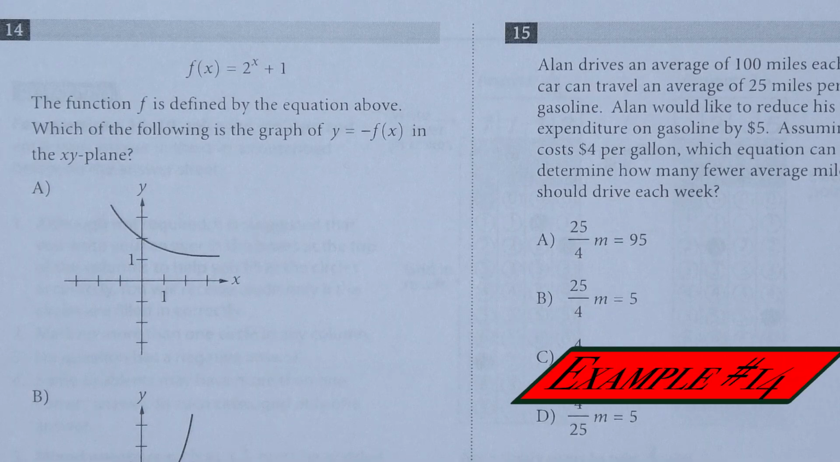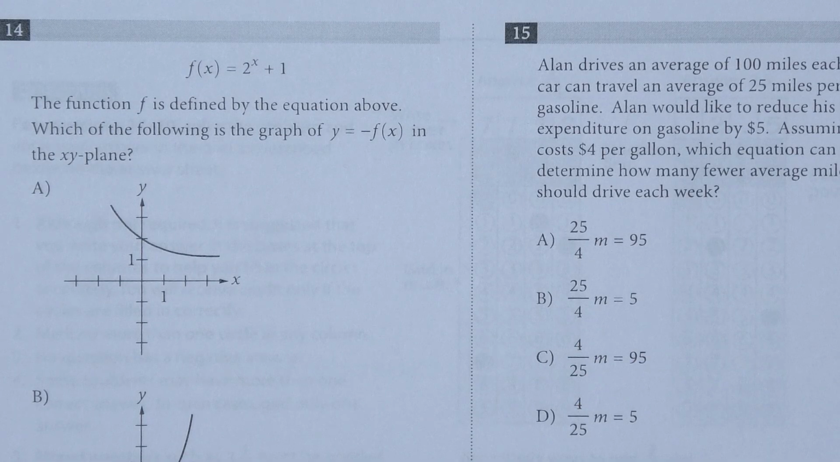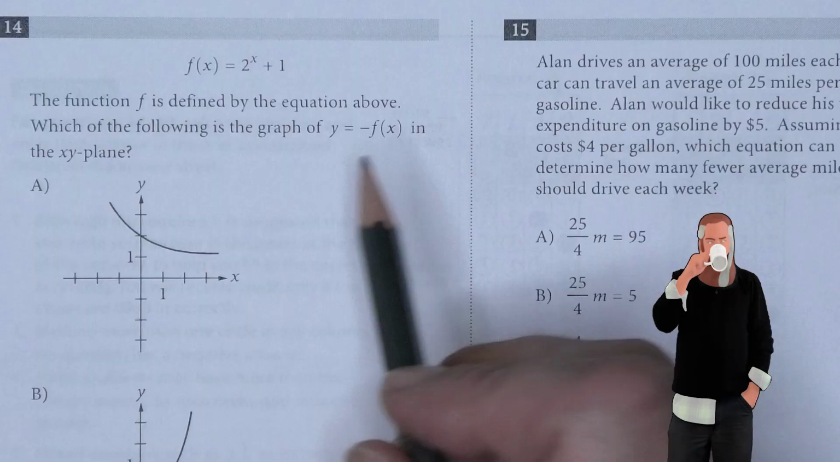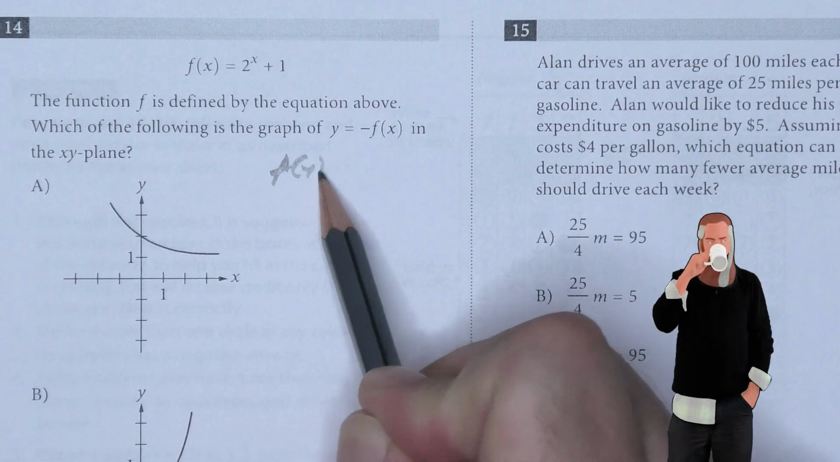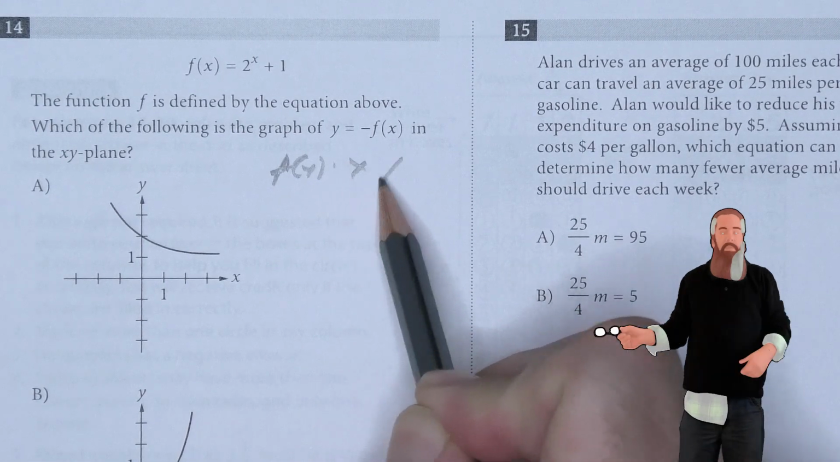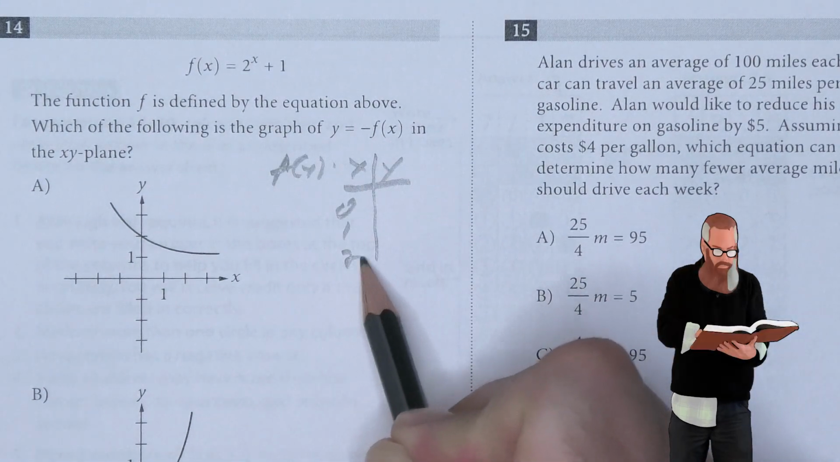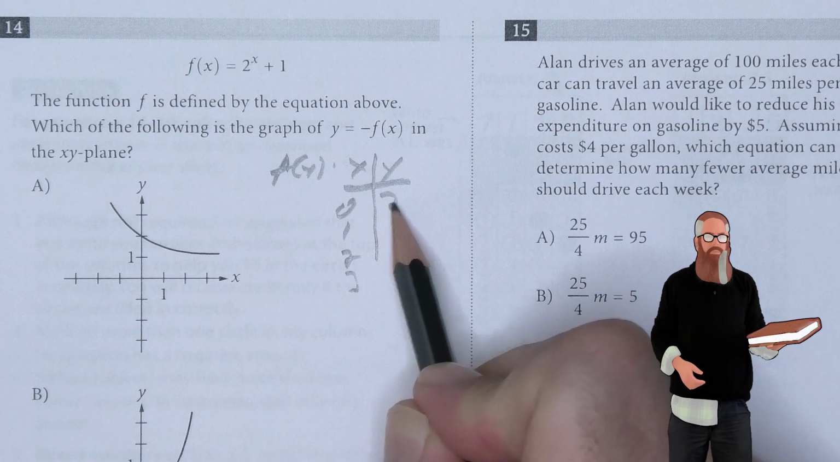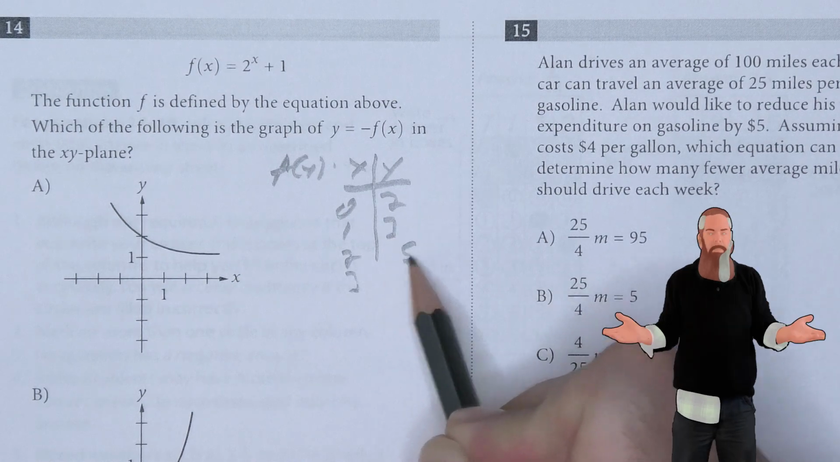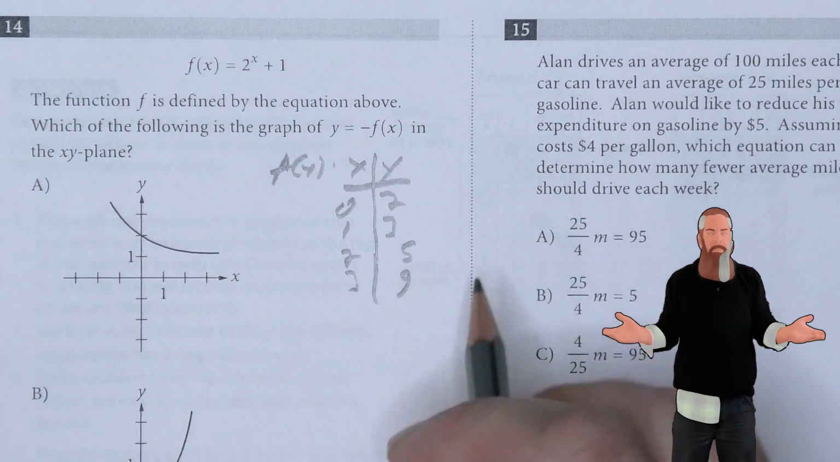The function f is defined by the equation above. Which of the following is the graph of y is equal to the inverse of f of x in the xy plane? So we need to be able to first look at what f of x is. Let's look at a table with different x values like 0, 1, 2, and 3. This would give us 2, 3, 5, and 9 as the answers.